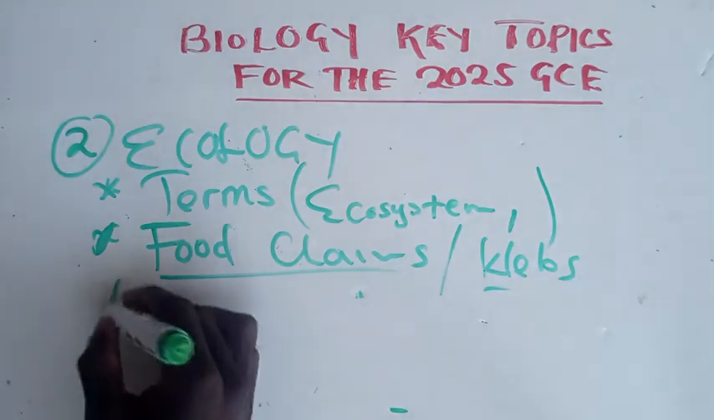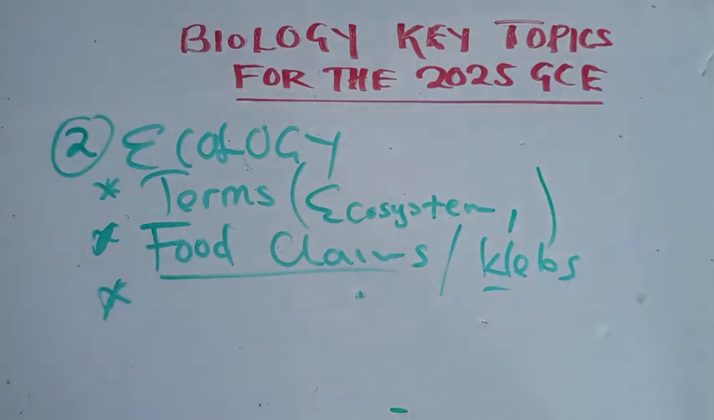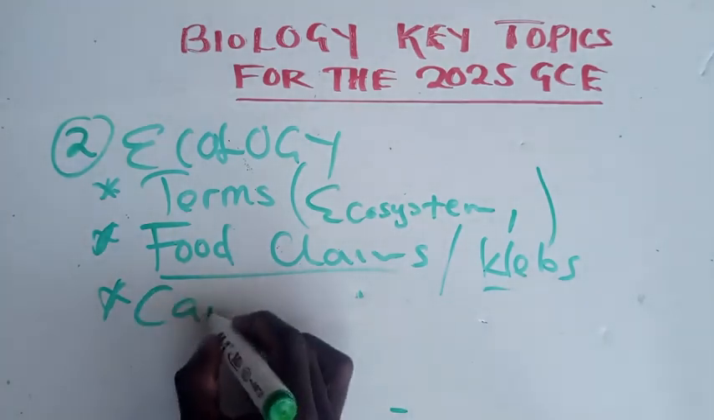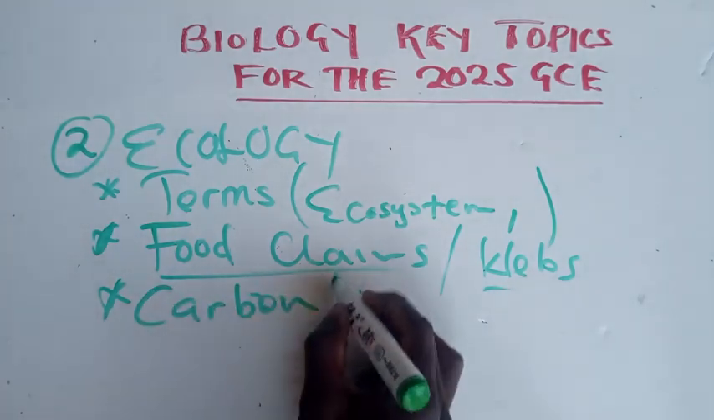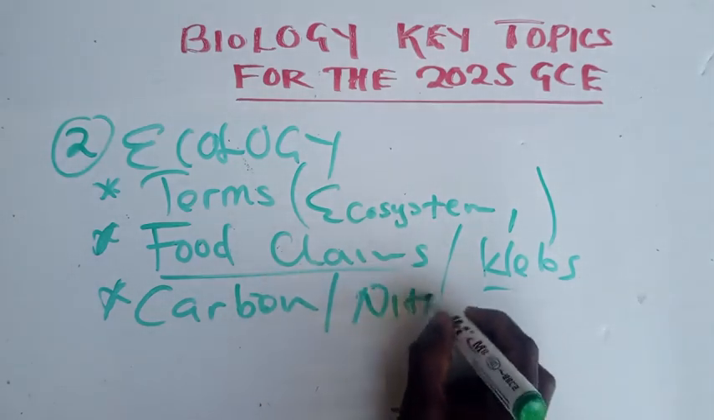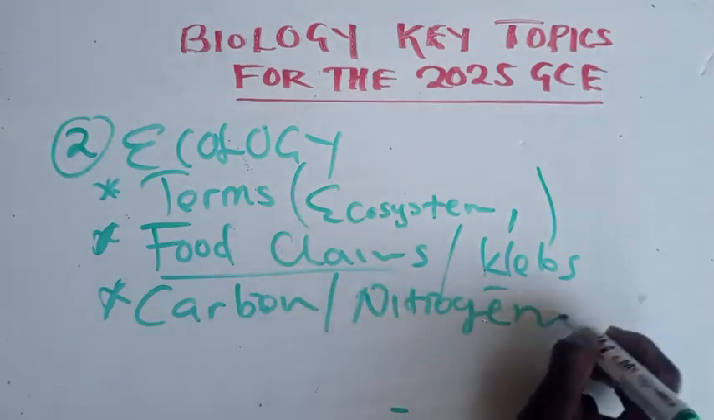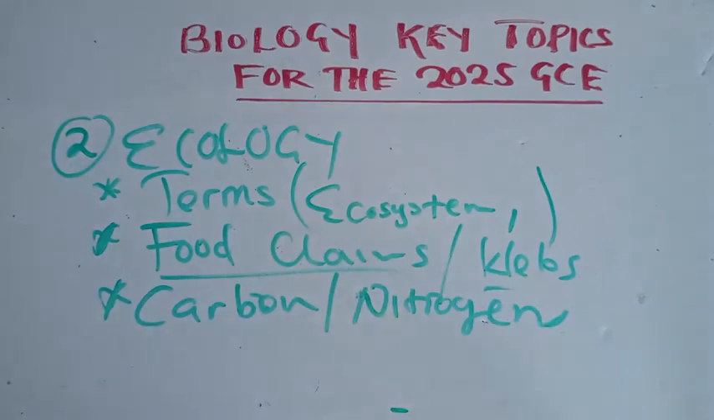And just to add on, make sure you also look at carbon and nitrogen cycles. Make sure you revise carbon and nitrogen cycles because you're going to find that there are some questions in paper 1 which are based on these two nutrient cycles. So make sure you do that, and I'm very sure that immediately you revise these topics, you're not going to regret. Let's talk about the third topic.